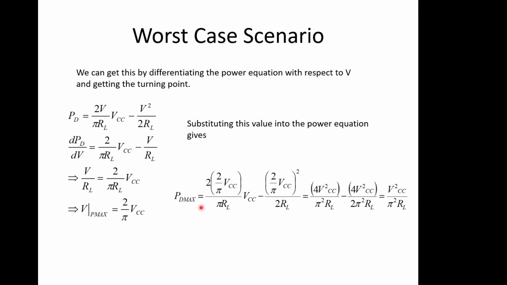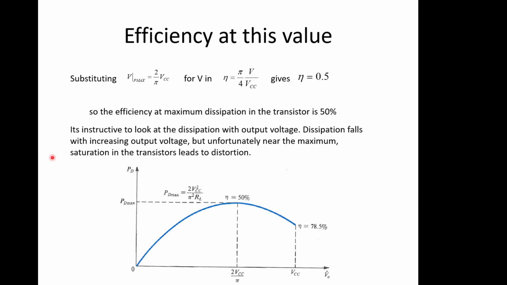And we can plot that, and that tells us that maximum efficiency at this value is about 50% or so. So the efficiency at maximum dissipation, if you plot that curve, you end up with this. So you end up with a maximum efficiency of 78% for maximum power going in, but for maximum dissipation in the transistor itself, the efficiency is only 50%, and that happens at this value here.